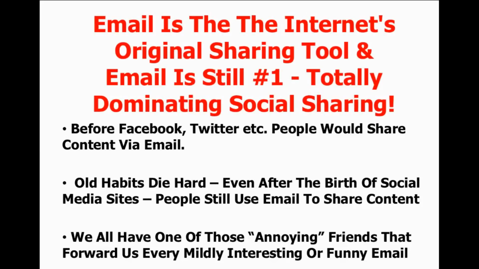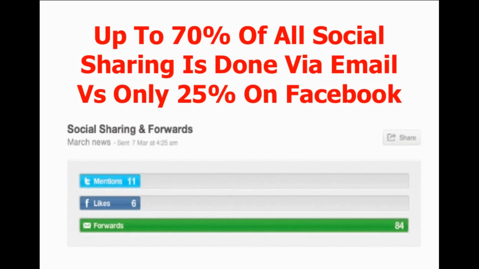We all have one of those annoying friends that forwards us every mildly interesting or funny email they get. In fact, up to 70% of all social sharing is done via email, versus only 25% on Facebook. And what we see here is a screenshot of one of our campaigns, and there was a link to share the content, and they could choose between Twitter, Facebook, and forwarding it to a friend via email. And as you can see, email was the overwhelming winner.